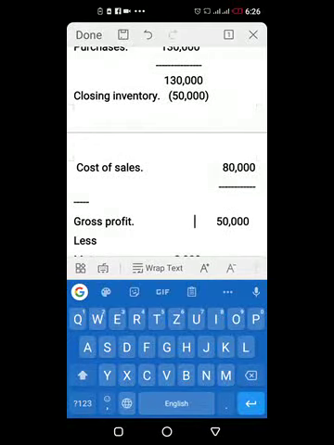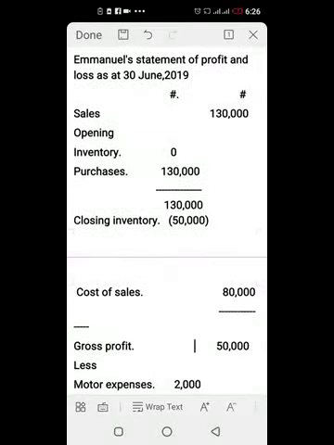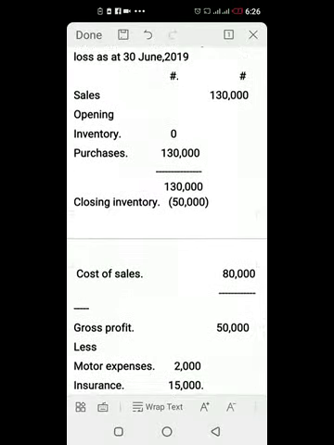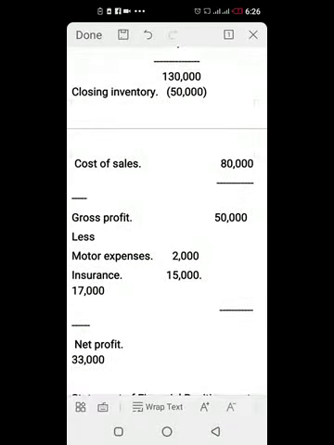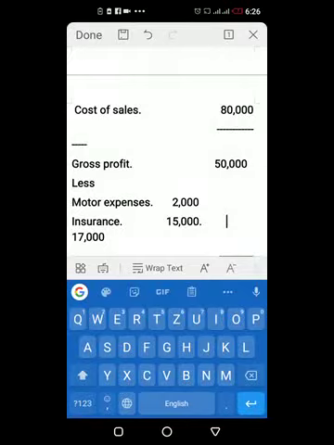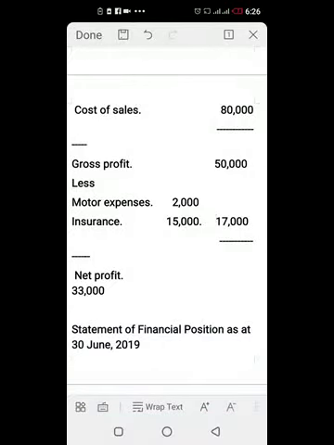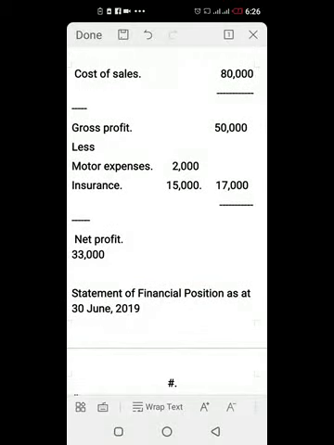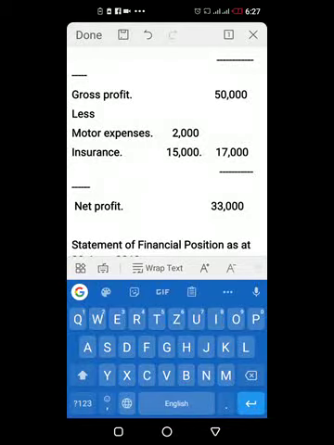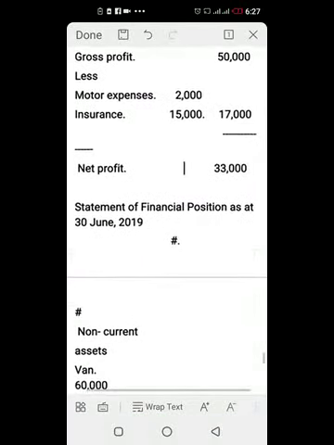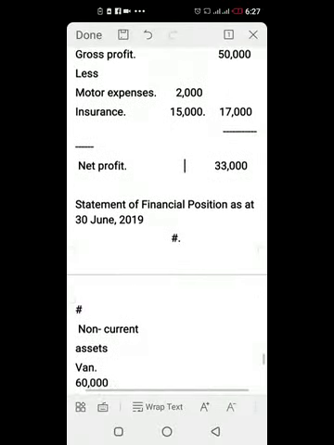When we subtract this cost of sales from the sales, we get our gross profit, which is 50,000 naira. Then with less expenses, unlike the last one, we have expenses in this particular one. Our expenses are motor expenses and insurance, which when we add together will give us 70,000 naira, which we less from the gross profit to get the net profit. And net profit is 33,000 naira. I believe that is understood, which will take us to our statement of financial position.